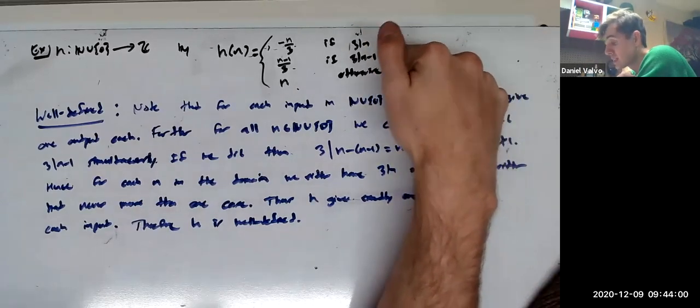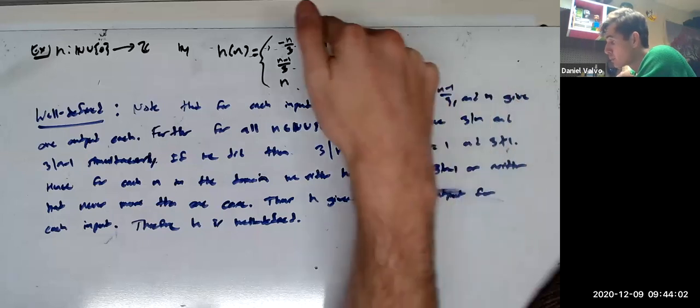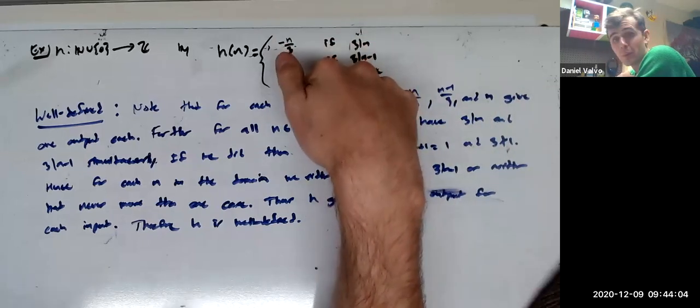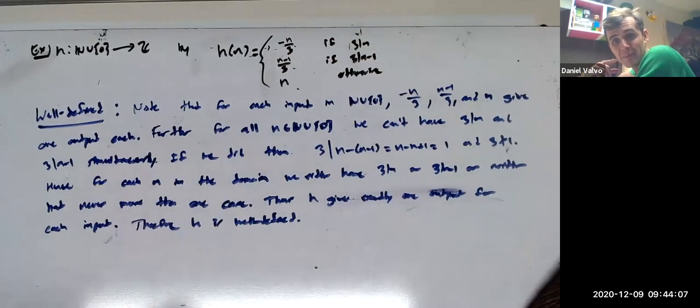So all we're saying here is that if you give me any integer n, it's going to be exactly one of these cases. Whichever case you go in, this will give me exactly one output. That's it. That means well defined. I wish I just said that.